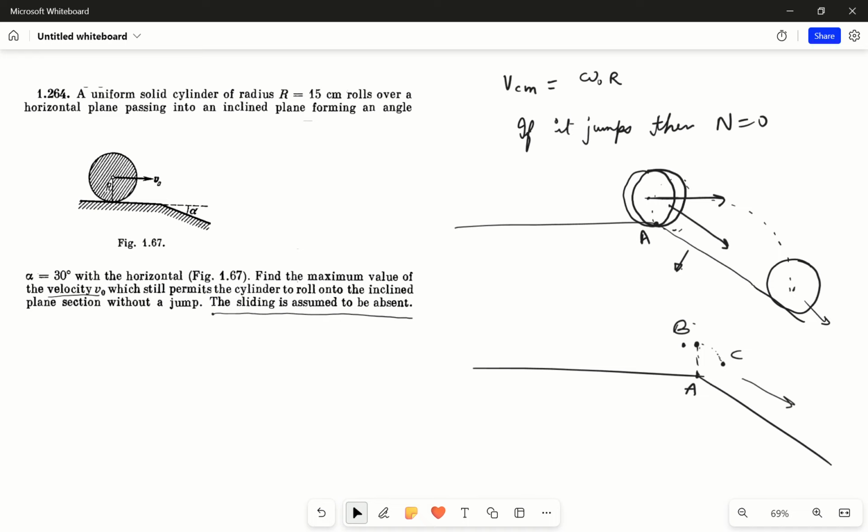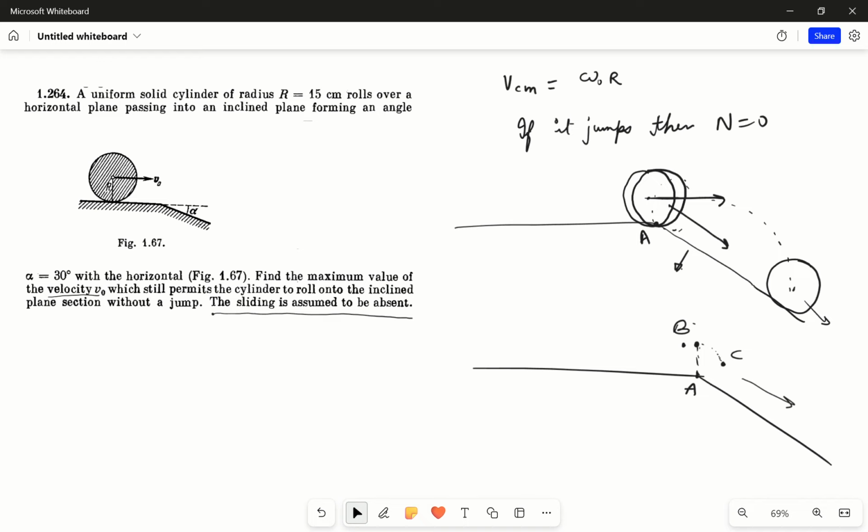What we have seen: for a very small speed, it is performing a pure circular motion and the normal is not zero at any point. For a very high speed, it would leave the normal as soon as it reaches point B. For an infinite speed, it will leave the normal at point B, right? So there must be a velocity between these two velocities such that it leaves the inclined plane or the ground at the point C.